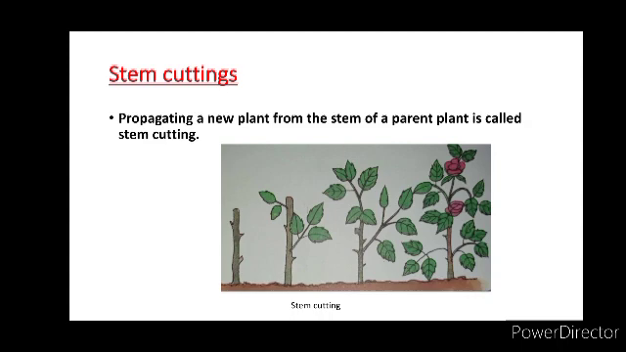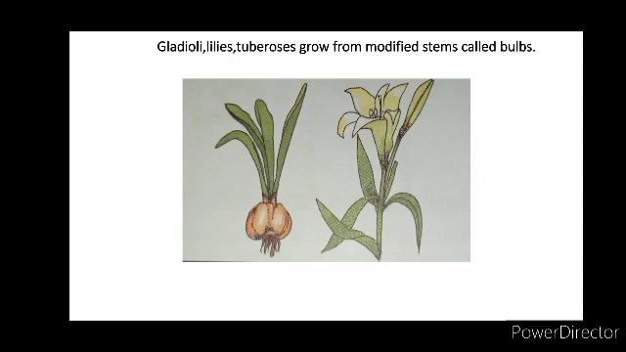Have you watched a gardener at work during the monsoons? He uses the stem in a number of ways to grow new plants. Apart from normal stems and roots, plants propagate from modified stems and roots also. Some plants like gladioli, lilies and tuberoses grow from modified stems. These modified stems are called bulbs.